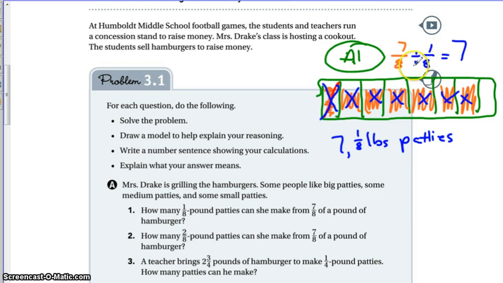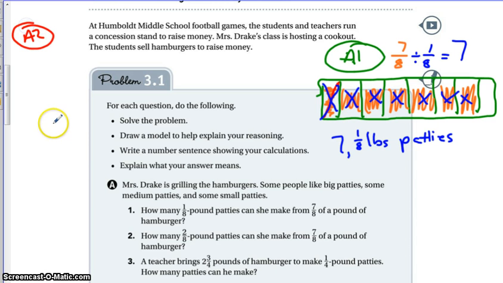Okay, so this is one way. Notice how if we take a look here, our denominator is the same. Our numerator is simply 7 divided by 1 equals 7. So there might be a pattern here that we might start to see. All right, let's do A2 over here real quick.